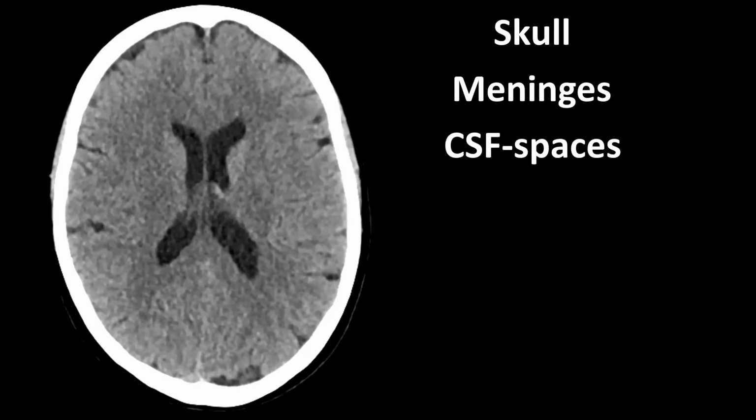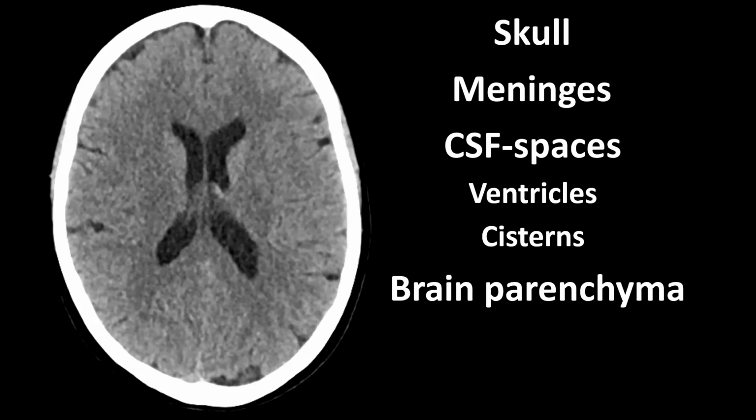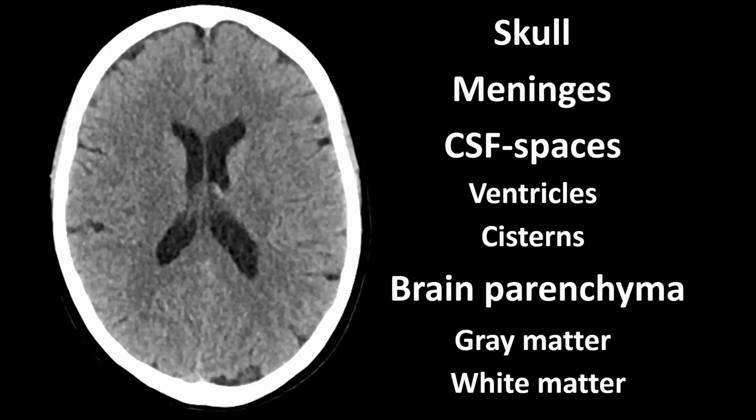Then we're going to talk about the cerebrospinal fluid spaces of the brain, like the cerebral sulci, the ventricles, and the basal cisterns. And lastly, we're going to talk about the anatomy of the brain parenchyma, both gray matter and white matter. So let's start with the outside. Let's start with the skull.